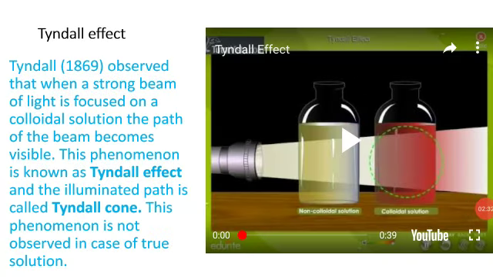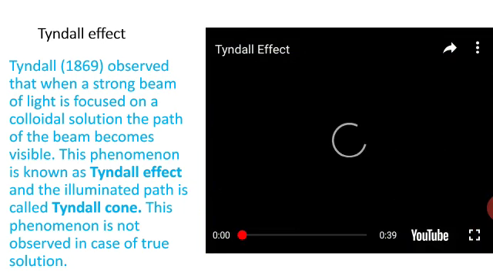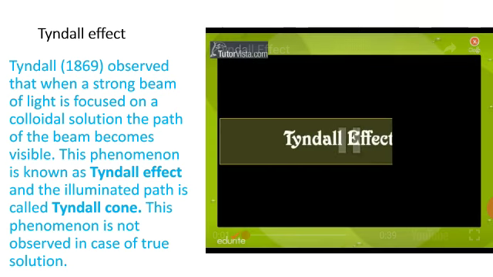Tyndall effect. Tyndall, in 1869, observed that when a strong beam of light is focused on a colloidal solution, the path of the beam becomes visible. The phenomenon is known as the Tyndall effect, and the illuminated path is called the Tyndall cone. This phenomenon is not observed in the case of a true solution. You can see another video about the Tyndall effect.